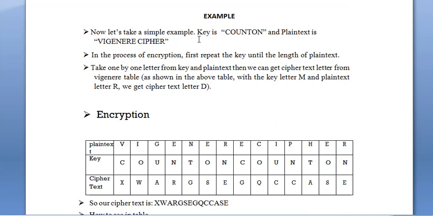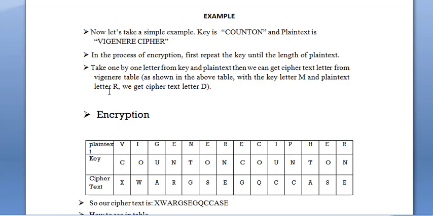Now let's take a simple example where the key is "count on" and the plain text is "Vigenere cipher". First of all, for encryption, to find out the ciphertext, you have to write the plain text. Write this in table form so that you don't make any mistakes. Once you have written your plain text, write down the key below it.